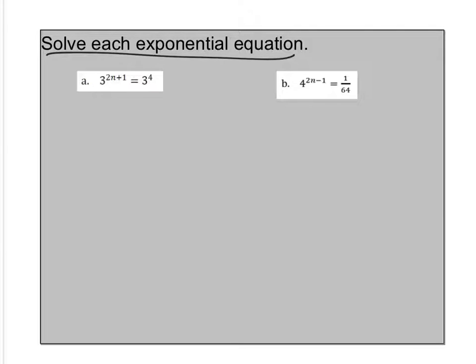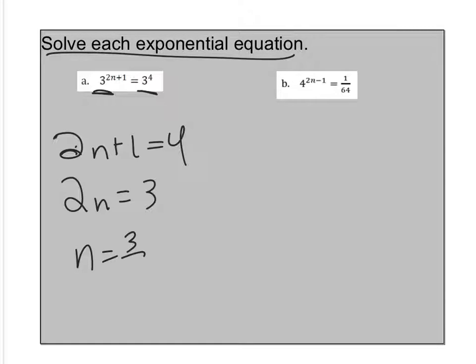All right, so let's solve these quick. Notice how these two have the same base. So that means 2n plus 1 is going to be equal to 4. So that means 2n is going to be equal to 3. So n will be equal to 3 over 2.